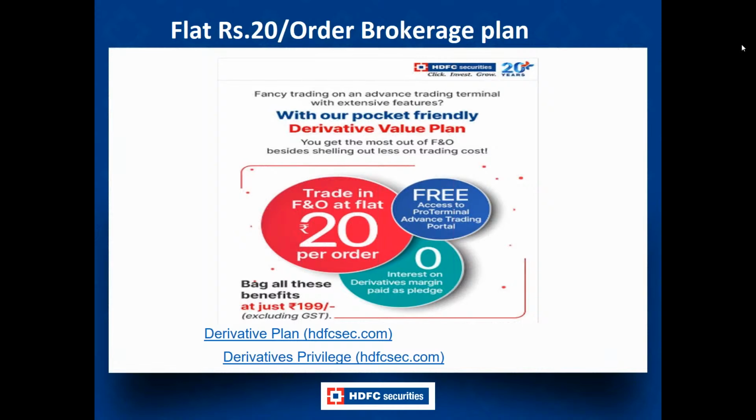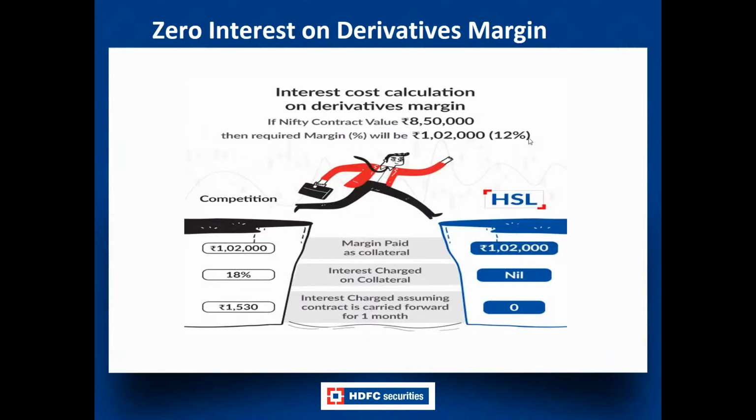One more main advantage of trading in derivatives with HDFC Securities is you get zero interest on derivatives margin on the collateral shares. So if you want to trade in derivatives and you don't have extra funds with you, and you have a big portfolio of 10, 15, 50 lakhs or 1 crore, you can pledge some of your shares from your portfolio. Against that, whatever margin you receive from us, that is called a collateral margin, and you can use that margin to trade in the derivatives market without any interest cost.